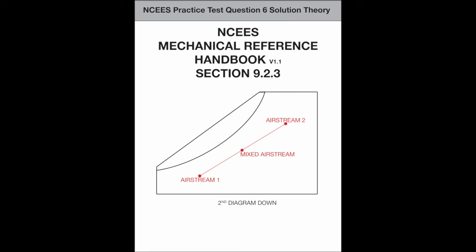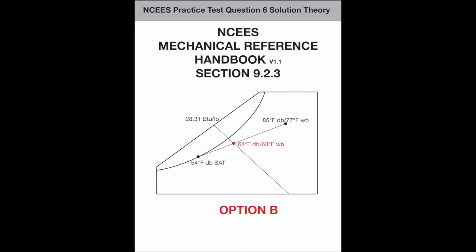Notice in the NCEES Mechanical Reference Handbook, Section 9.2.3, the second diagram down. It shows that a mixed airstream temperature lies on a line connecting the two input airstream temperatures. So, draw a line connecting the bypass air at 85 degrees dry bulb and 77 degrees wet bulb with the coil exiting air at 54 degrees dry bulb saturated. Now, see where the mixed enthalpy you just calculated intersects with this line. Roughly at 64 degrees dry bulb and 63 degrees wet bulb. Option B.